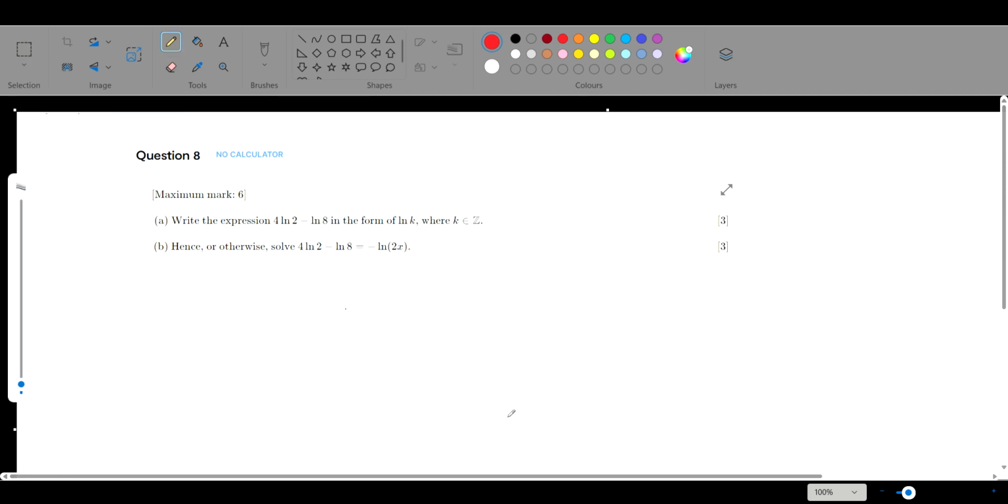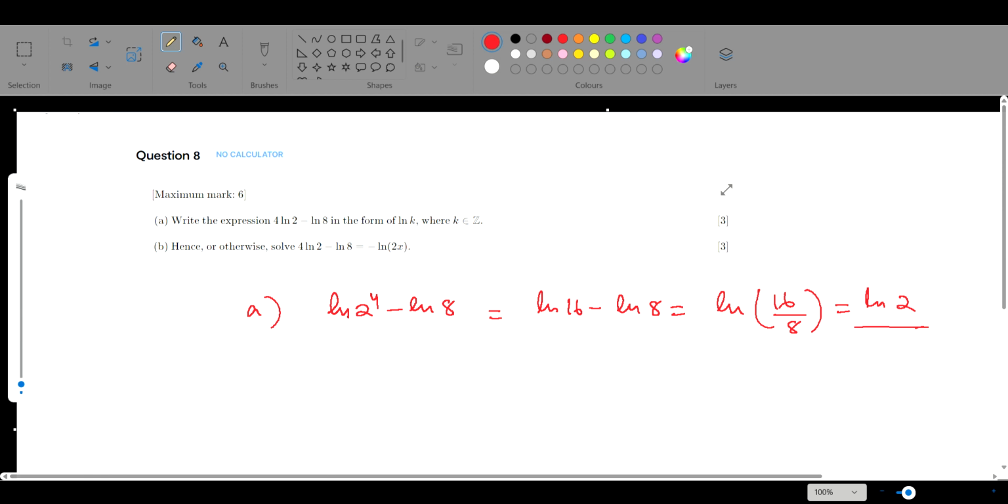Here it will be ln 2 power 4 minus ln 8, right? 2 power 4 is 2 times 2 is 4, 4 times 2 is 8, 8 times 2 is 16. ln 16 minus ln 8, so ln of 16 over 8, that is ln 2, right?